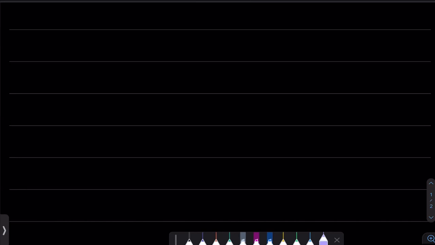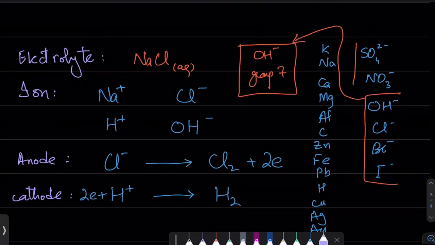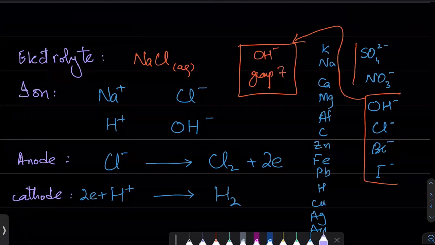There is one correction that I want you to make in yesterday's lesson. Kal humne ye electrolyte ki baat ki thi. Aur is pe humne kaha tha ki hamare paas NaCl hai aur ye aqueous hai. To isse chloride bana hai. One thing that we missed out on was that this is concentrated sodium chloride.